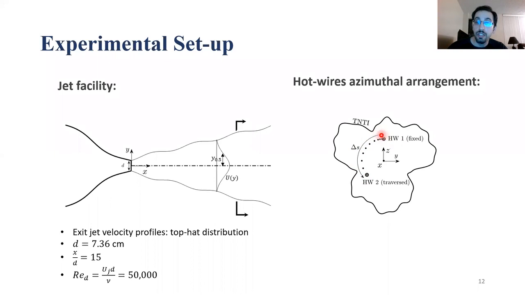So the distance between these two hot wires in this arrangement is shown by delta S, and we are looking at the azimuthal distance between the hot wires. And also the radial distance of the hot wires in this arrangement is the same.